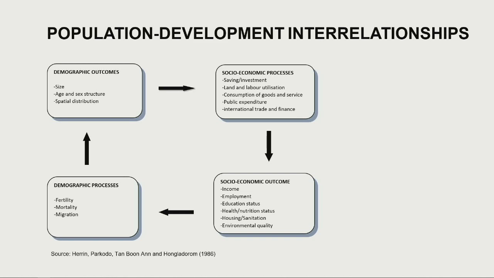We have, for example, the first box, if I may call it that way: demographic issues, parameters in terms of size, age, sex structure, distribution. These are going to affect the socioeconomic processes. For example, if you have more people in the household, you are going to have less money to save, to invest. And there's a common phrase, from hand to mouth. The little money you make just goes to buying food, consumption goods, as it were.